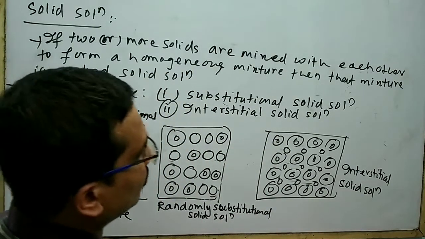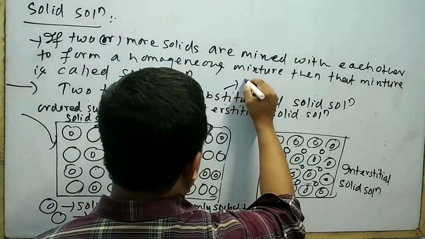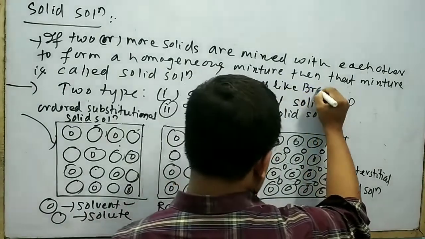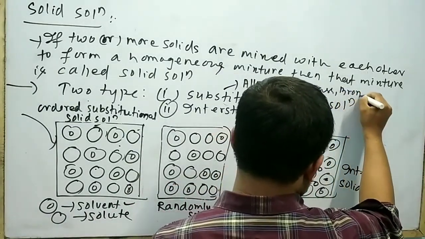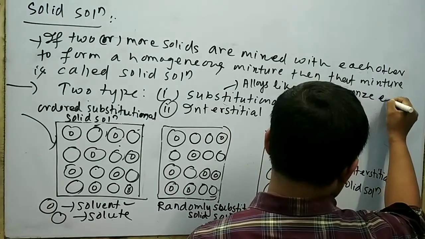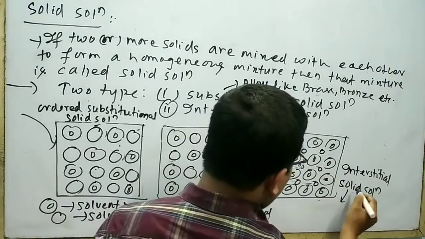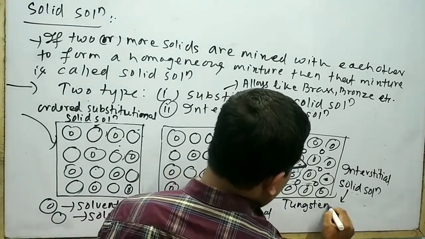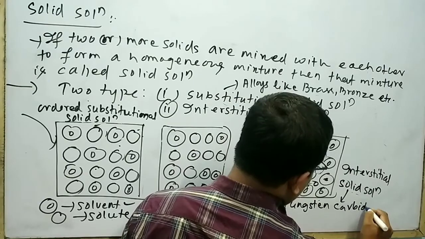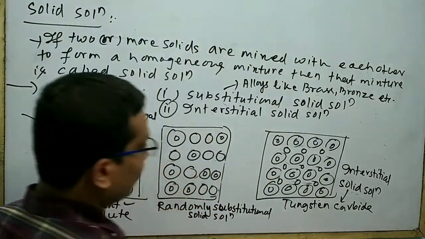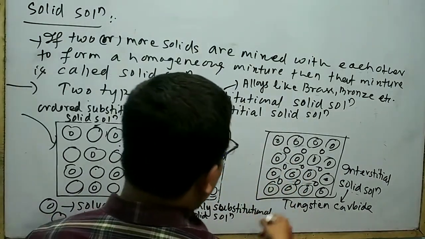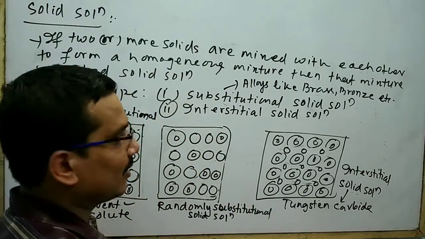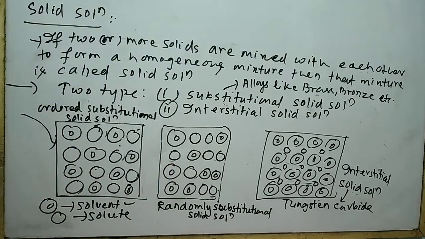The examples of substitutional solid solution are alloys like brass, bronze, like this. The examples of interstitial solid solution are tungsten carbide. The other example is carbon present in the interstitial position of the iron atom in the steel. These are all about the solid solution.